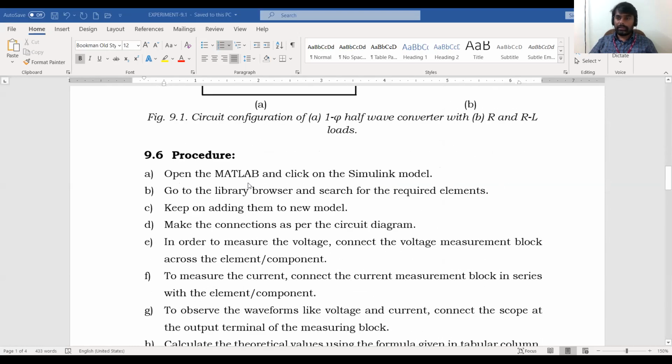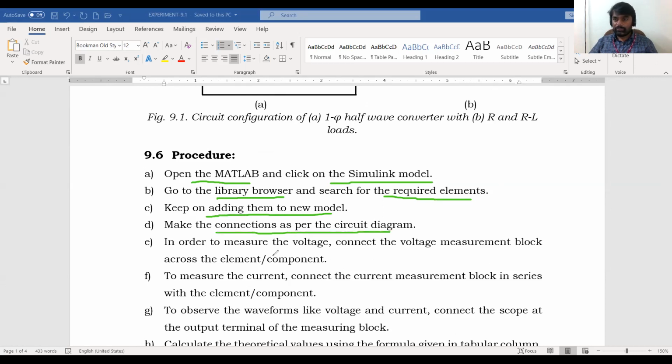Now, in order to simulate this rectifier in MATLAB Simulink, this is the procedure you need to follow. First, you have to open MATLAB, then you click on the Simulink model. Then you go to the library browser, where you can search for the required elements and keep on adding these elements to the new model, making the connections as per the circuit diagram.